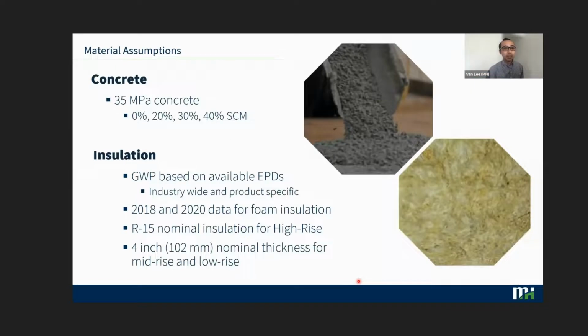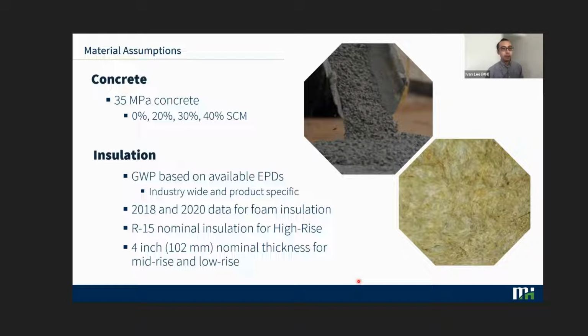Other assumptions for concrete: we tried to keep things simple, and we just assumed that the base concrete strength would be 35 MPa. The only thing we adjusted were the SCM contents, so we went all the way from 0 to 40. For insulation, we diverted away from and avoided using some of the values that are in the Impact Estimator. Instead, we looked at EPDs because we know the whole insulation industry is changing and we want to be up to date. So we used both industry-wide and product-specific data.